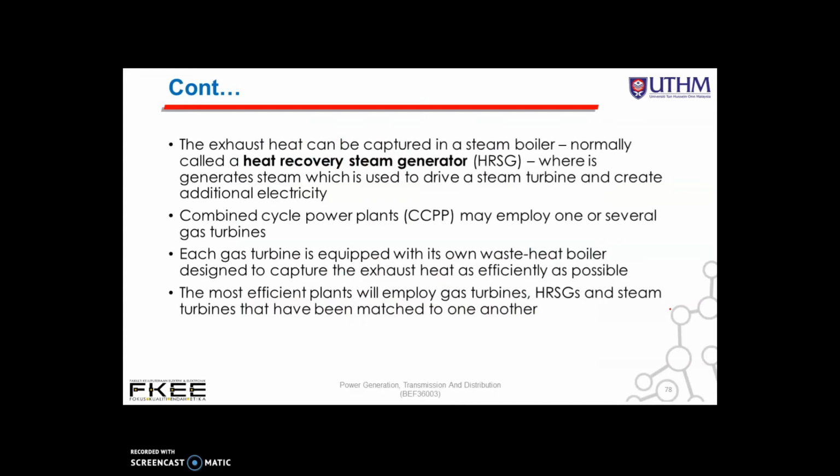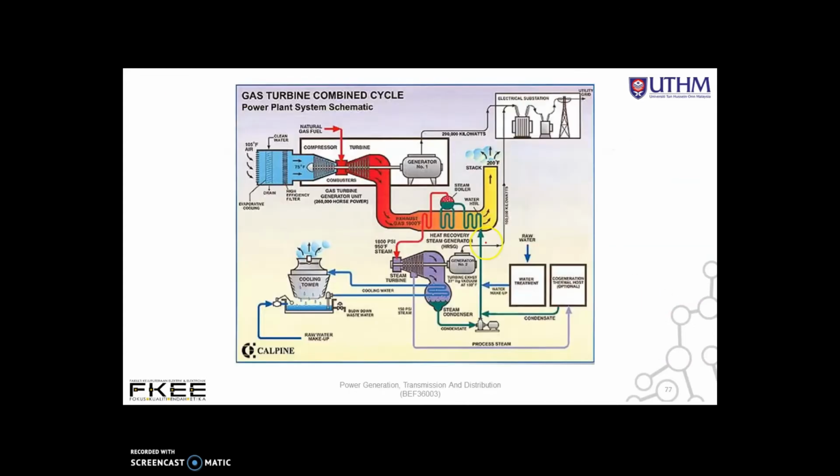If you can see here, this is the gas turbine combined cycle power plant system schematic. The exhaust heat can be captured in a steam boiler, normally called a heat recovery steam generator, or HRSG, where it generates steam which is used to drive a steam turbine and create additional electricity. The first method is the gas turbine, and the second method is the steam turbine.